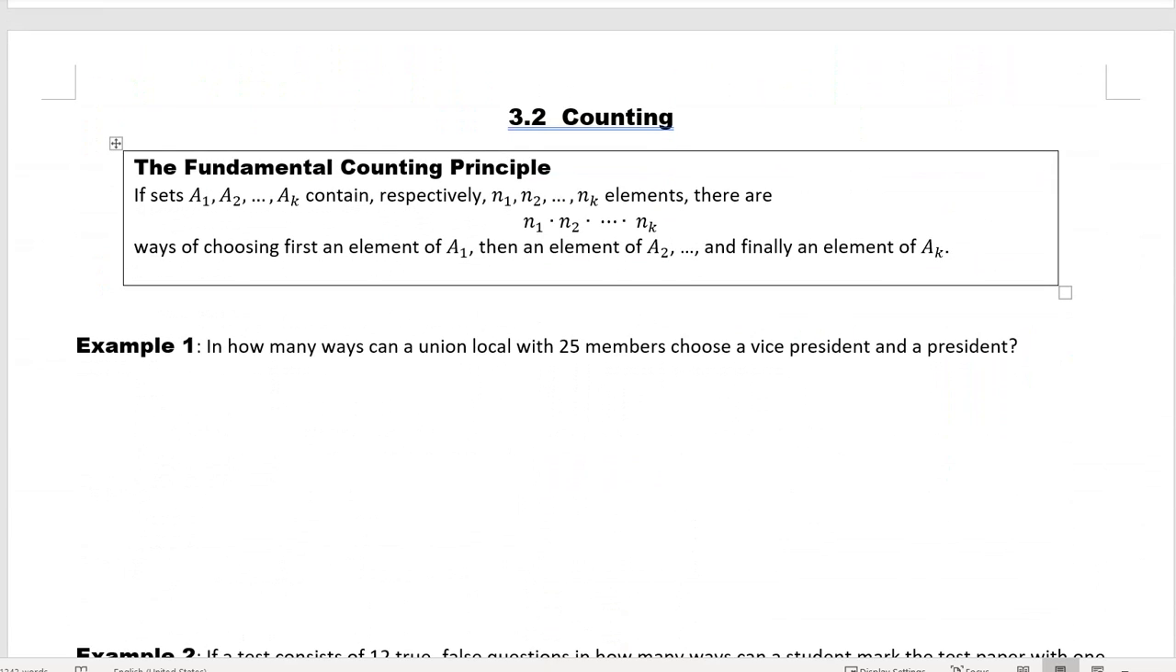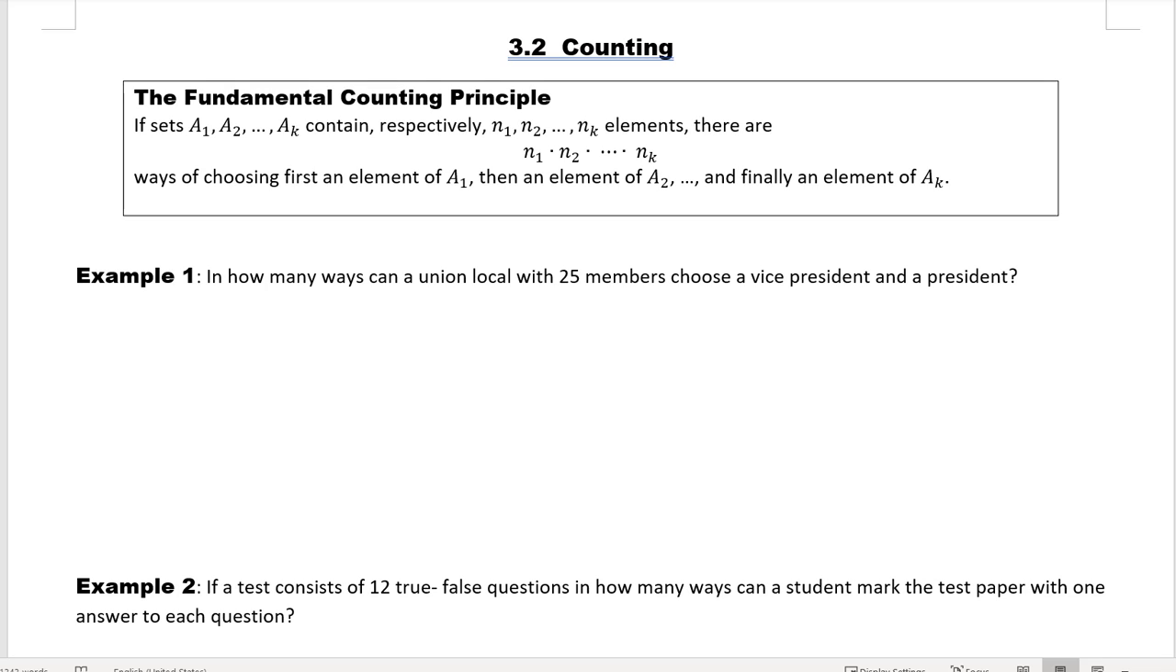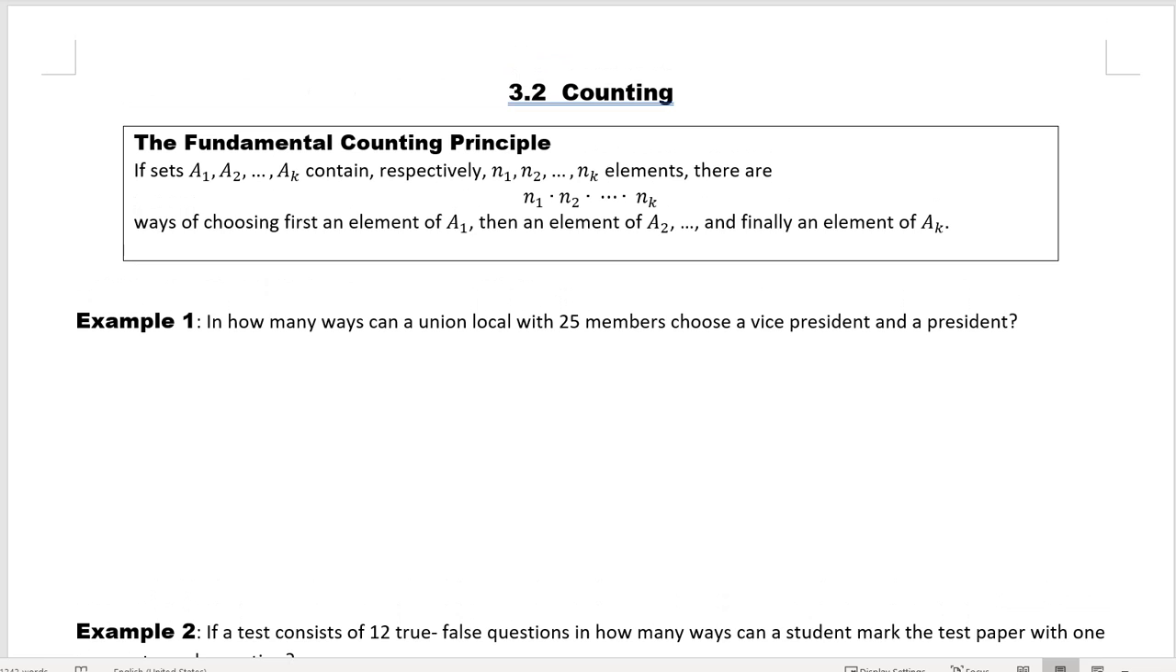And that's it for 3.1. Let's continue. 3.2, counting. We have the fundamental counting principle. If the sets A1, A2, ..., AK contain respectively N1, N2, ..., NK elements, then there are N1 times N2 times ... times NK ways of choosing first an element of A1, then an element of A2, and finally an element of AK. So for counting, you want to ask questions. Can we divide the activity into steps?